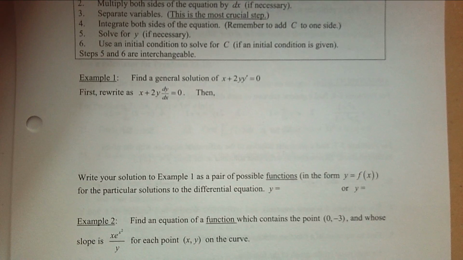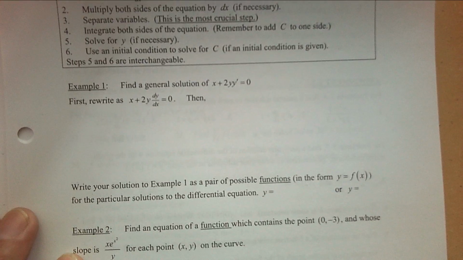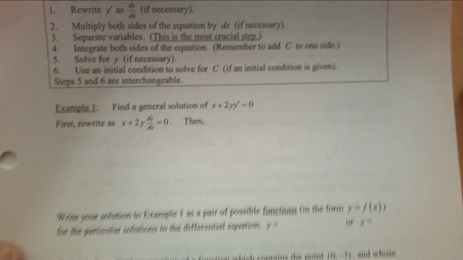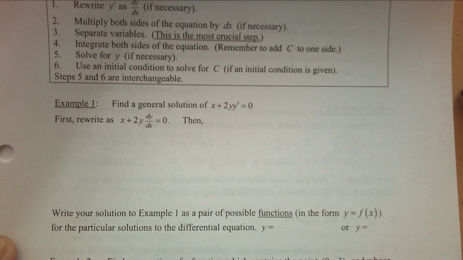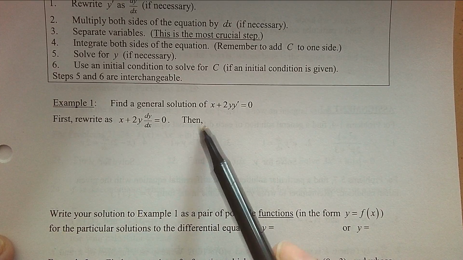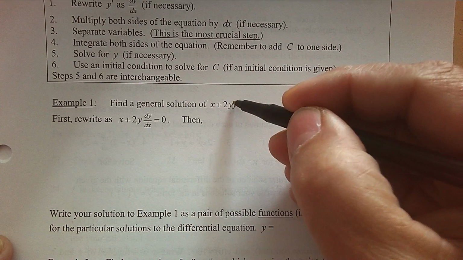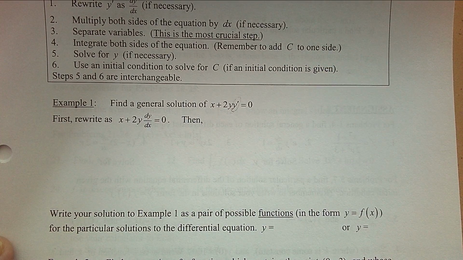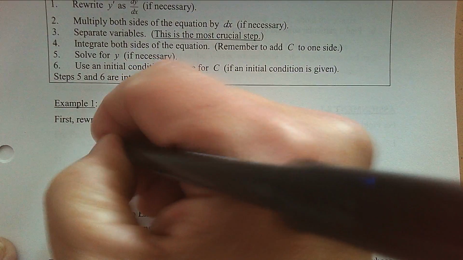Number one says, find a general solution of x plus 2y times y prime equals 0. And then first rewrite it as this and then so on. So guess what? The first step is, can you identify the y prime? What should you write that as?